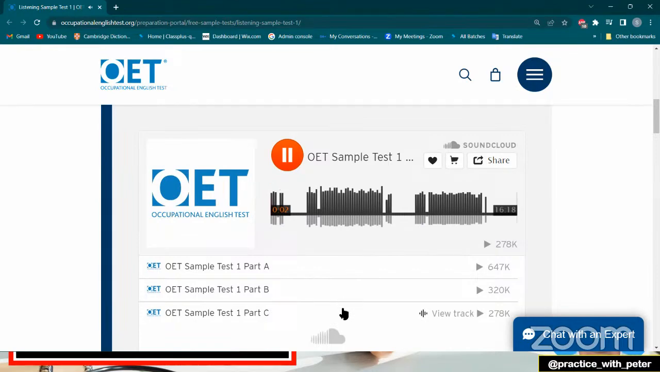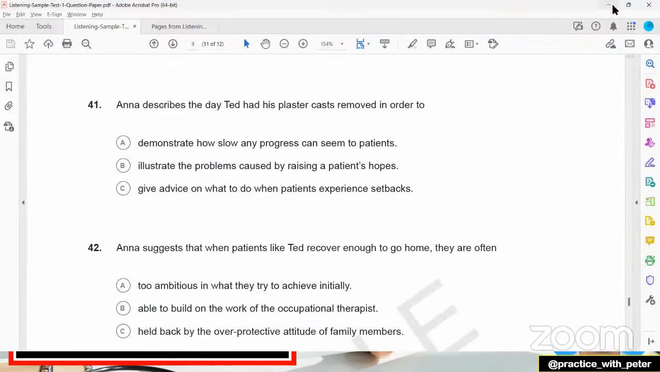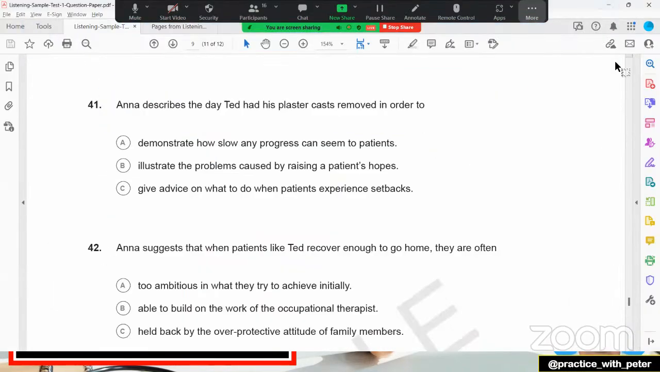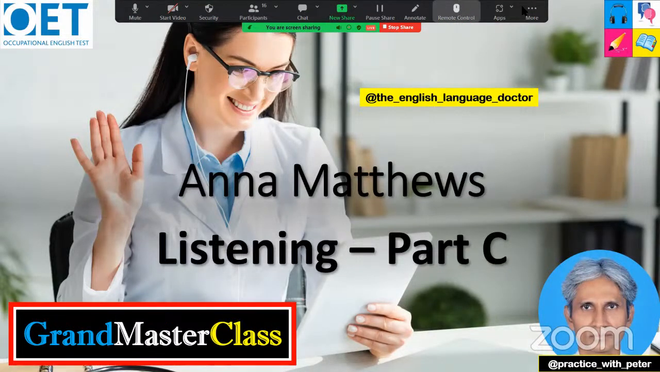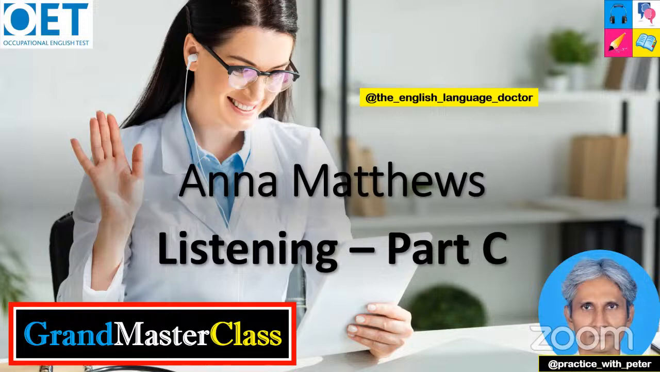C. In this part of the test, you'll hear 2 different extracts. Dr. Jack Robson, thank you very much for speaking to us today. Now look at Extract 2. Extract 2, questions 37 to 42. You hear an occupational therapist called Anna Matthews giving a presentation to a group of trainee doctors. You now have 90 seconds to read questions 37 to 42.